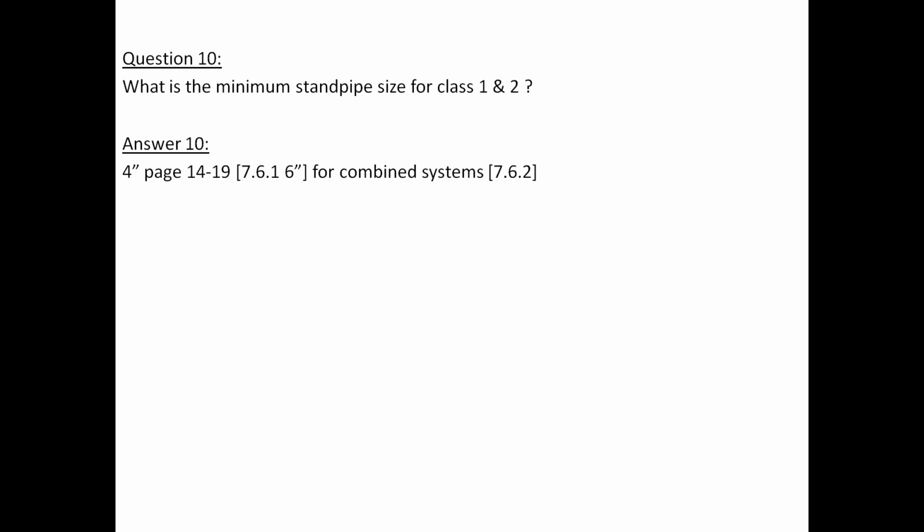Question 10. What is the minimum pipe size for a class 1 and 2 standpipe? Answer 10. 4 inch. Refer to page 14-19, 7.6.1.6 for combined systems and 7.6.2.